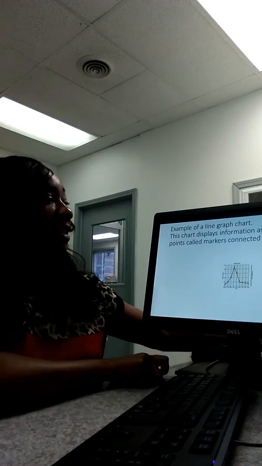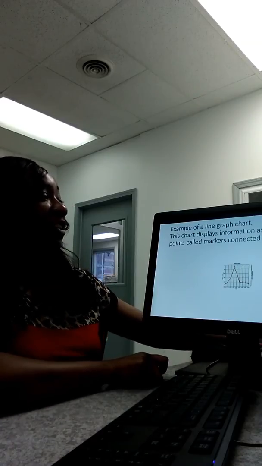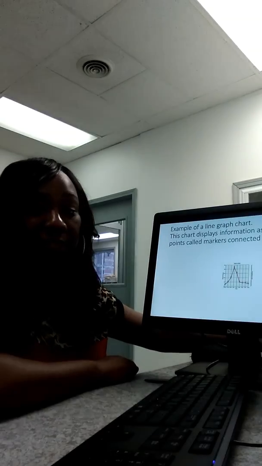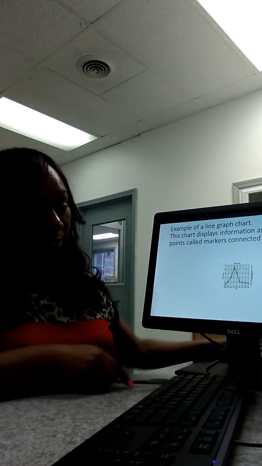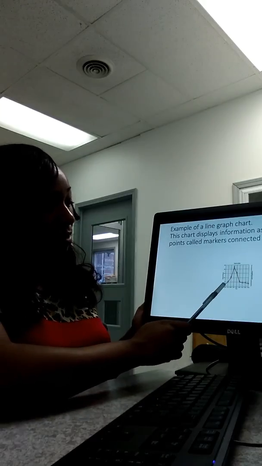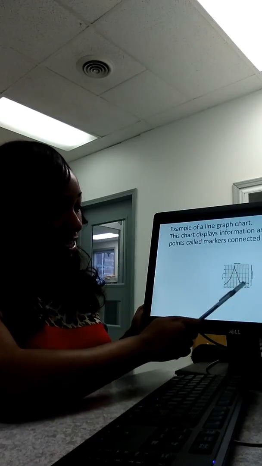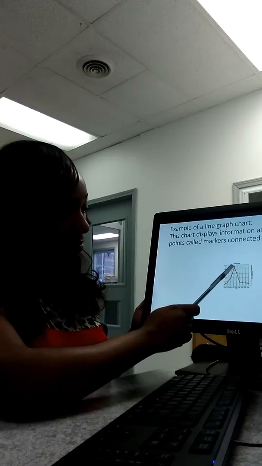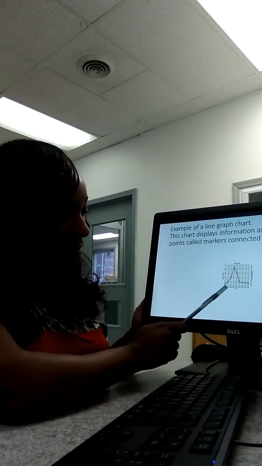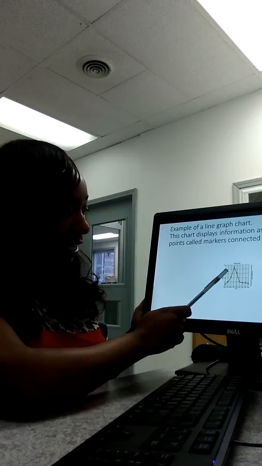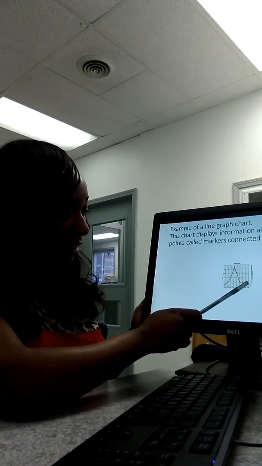The last example is a line chart graph. This chart displays information as a series of data points called markers connected by straight lines. So with this chart, we have the data that's taken in, and we connect them and make arrows, and you can read it from where the number indicates the lines and the dots.